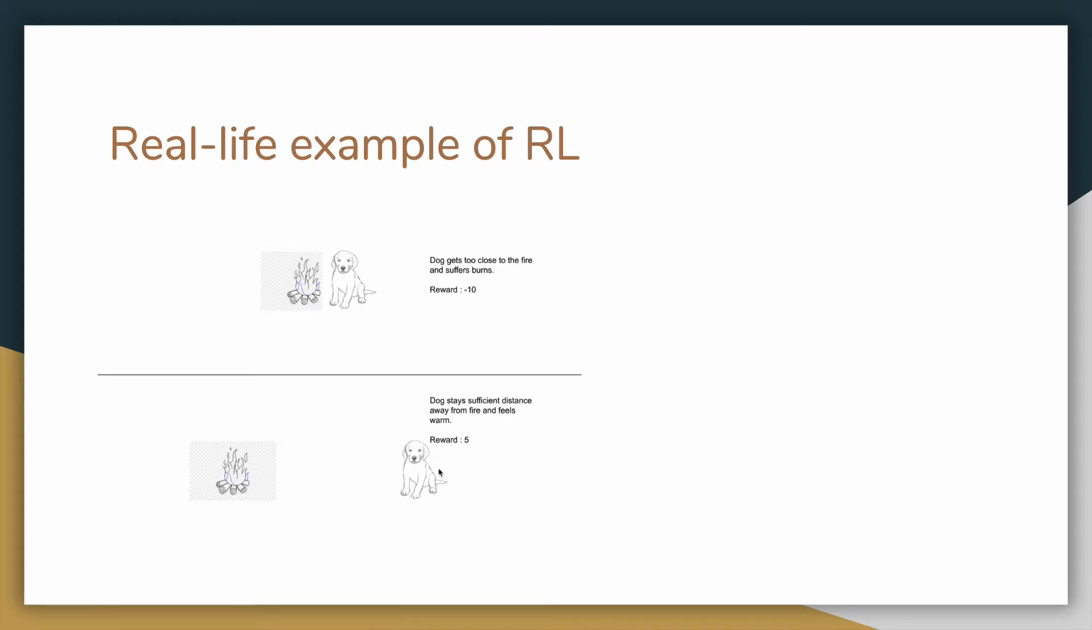So the agent here we can say is the dog, but in actual sense it is not the dog, even though the dog is acting based on what the agent tells it to do, like the policies that it has learned, the model that it has formed based on the trials and errors. So the dog stays a sufficient distance away from the fire and it begins to feel warm. The environment gives it a reward of 5 because it is feeling warm, it is achieving its goal.